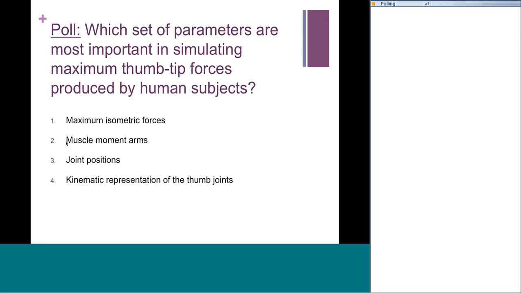So I want to stop the intro and ask you to answer the question: which set of parameters do you think are most important in simulating maximum thumb tip forces produced by human subjects? You have 30 seconds, and you should be able to see it on the screen. I really hope you all vote. It'll be interesting to me to see what the webinar attendees think should be the most relevant parameter to be concerned about.